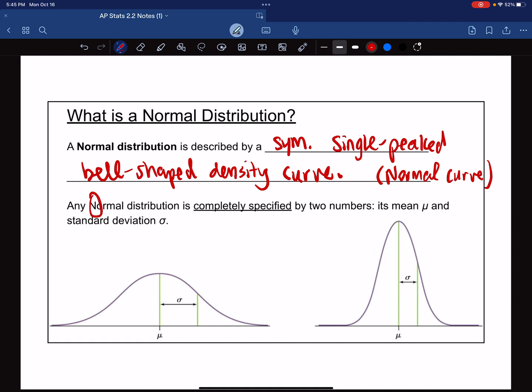Normal distribution. And they don't have to look the same, but we measure them the same, with mu being the mean and sigma being the standard deviation. And it really is completely specified by these numbers. There are not two normal distributions that have a mean of 10 and standard deviation 1. There's just one.